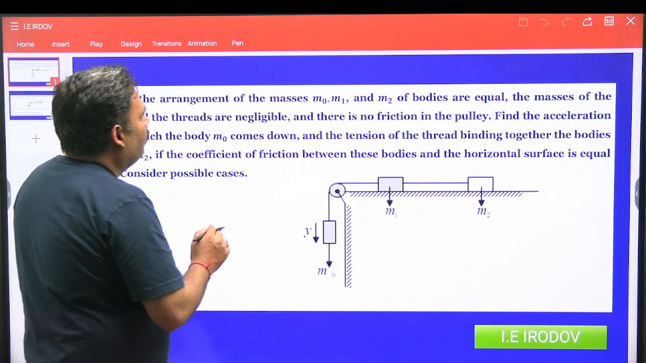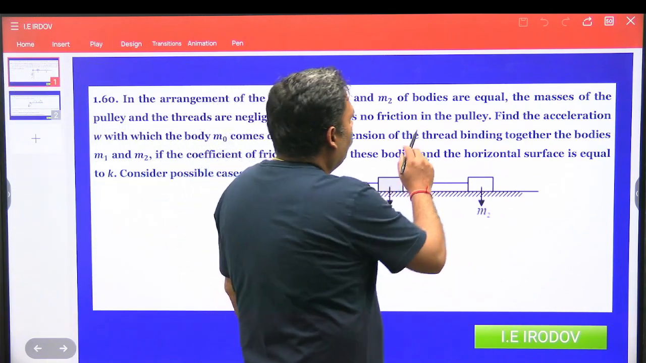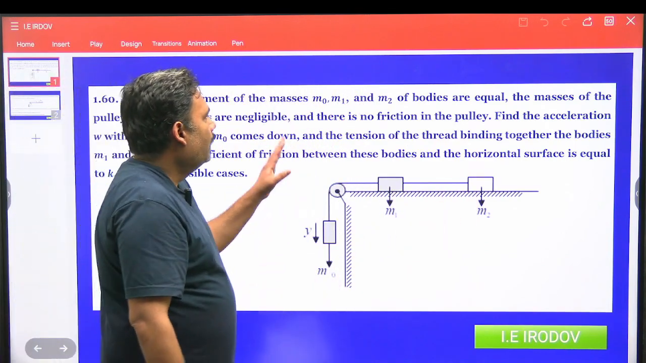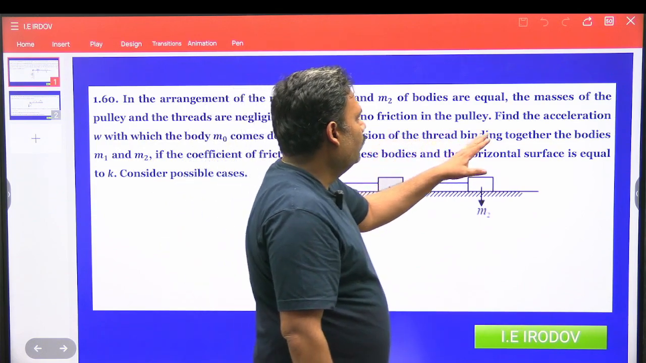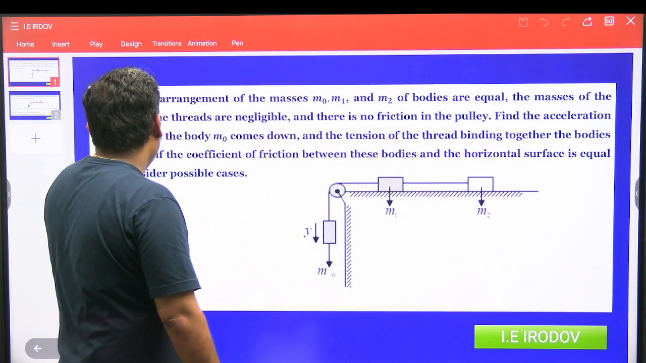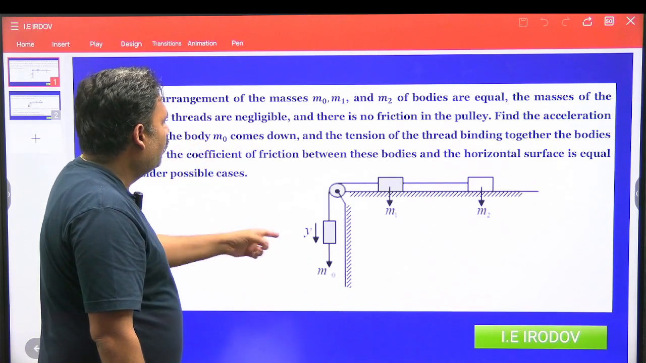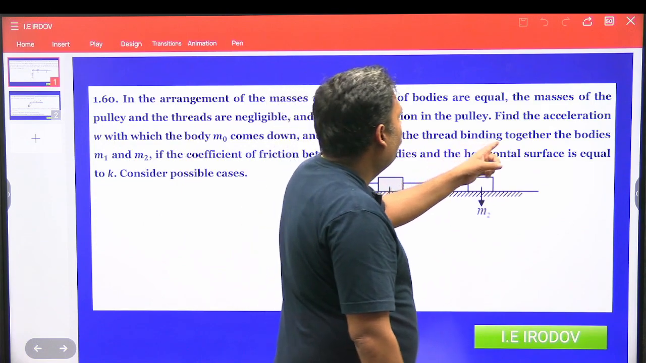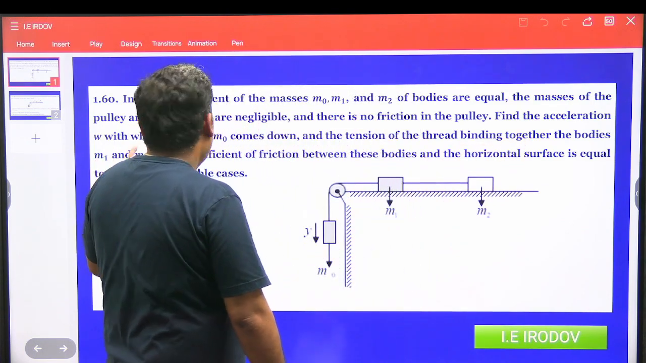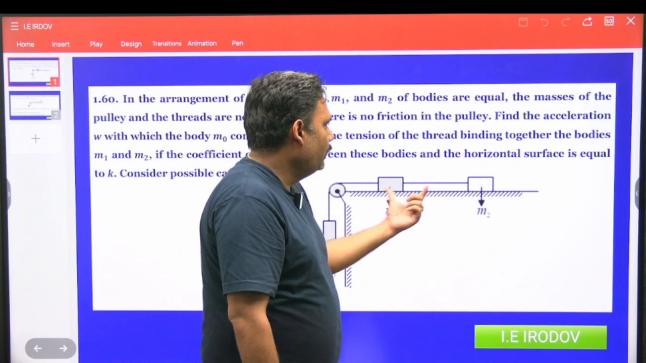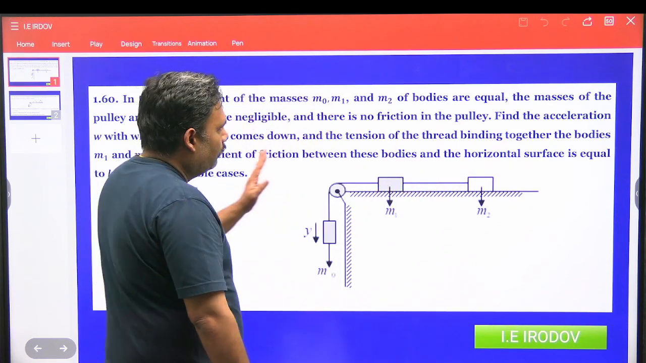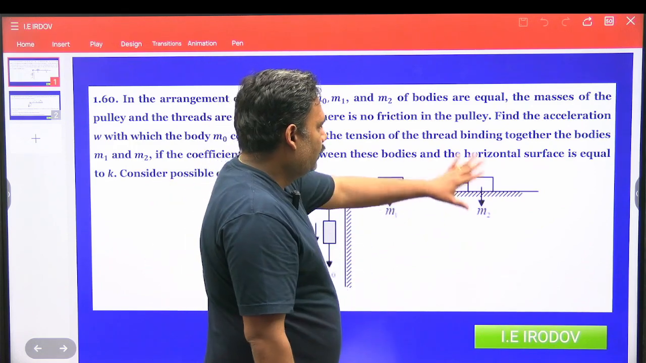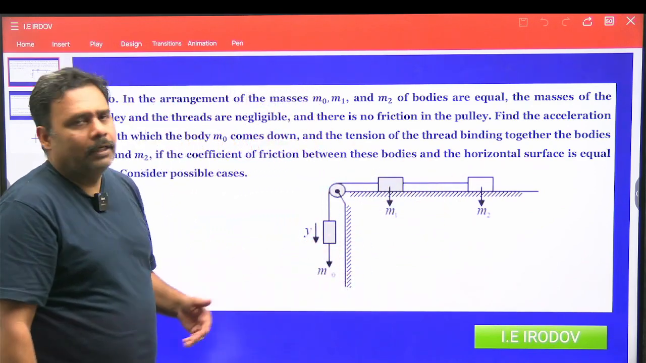In this arrangement, the masses m0, m1 and m2 of the bodies are equal. The masses of the pulley and the threads are negligible and there is no friction in the pulley. Find the acceleration w with which the body m0 comes down. So this is body m0 which has to come down. And the tension of the thread binding together the bodies m1 and m2. So we have to find what will be the tension between m1 and m2, and it is also given that the coefficient of friction between m1 and m2 and the surface is k. So this is the arrangement and we have to calculate all these things.